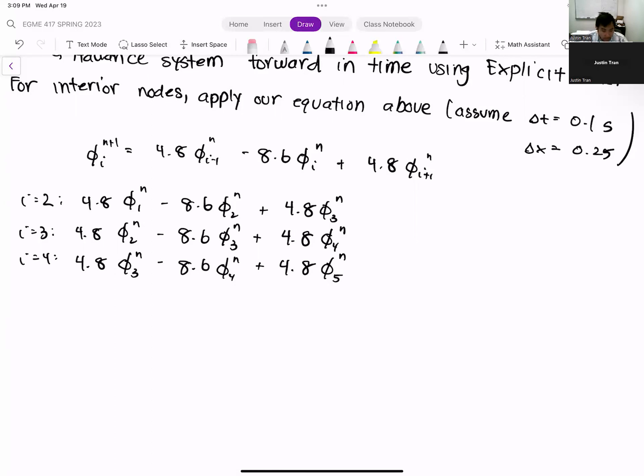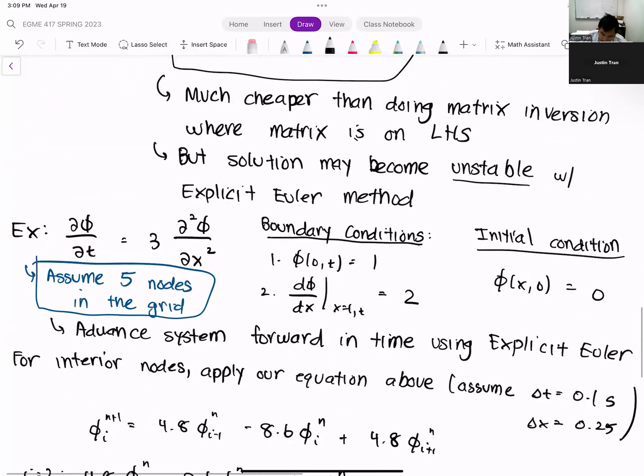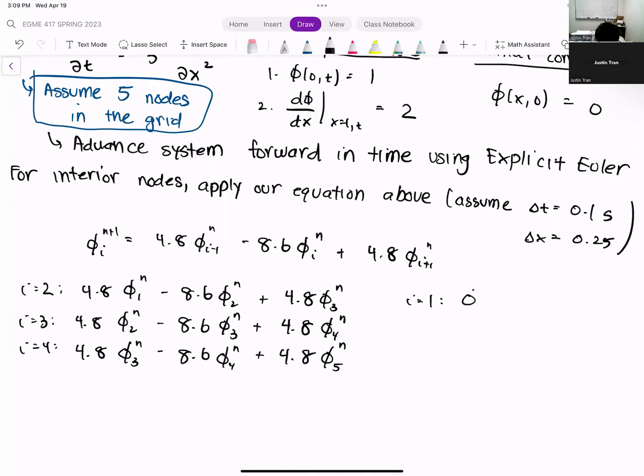Okay, and we also have our boundary condition nodes. For i is equal to 1, on the left-hand side of the domain, we have a Dirichlet boundary condition, so this was actually pretty easy. So phi1 n plus 1 is equal to 1.